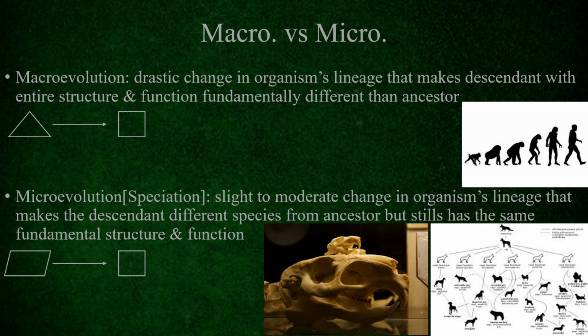And this is way different from microevolution or speciation, which is creation of species, where there's only slight to moderate change in an organism's lineage that makes the descendant a different species from the ancestor, but still has the same fundamental structure and function. So instead of getting one kind from another kind, you're getting an isolation within a kind, a variation isolation within the kind. So if you look at the two skulls I have pictured, they're from two different species, but as you can see, the skulls are essentially generally the same shape and size overall. And also think about getting all the breeds of dogs from one original pair of wolf-like creatures. They all still have the same basic structure, function, and so forth.